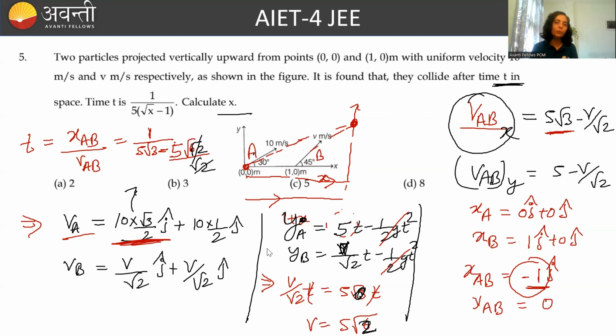So if you understand the question, it's not complicated. You just need to go with the relative thing. If they are meeting, relatively how much distance will they cover? 1 meter. And in Y direction, how much distance will they cover? Equal distance, right? And these two concepts we need to use to solve the question. I hope it is clear.